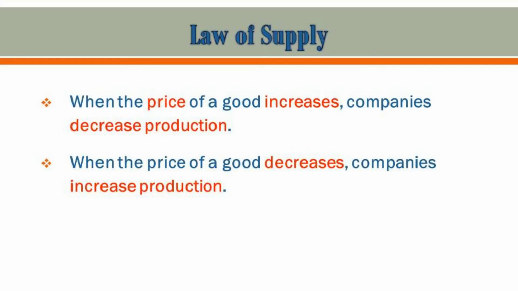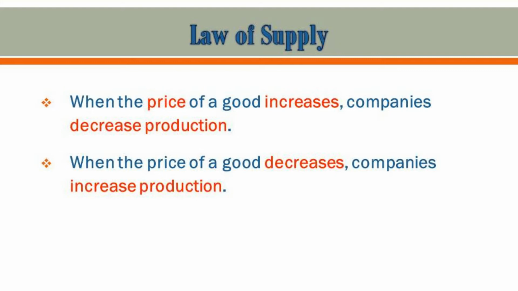The second law, the law of supply, is based on the cost of production of goods. Companies will want to earn the maximum profit. Hence, the law of supply is the opposite of the law of demand. It states that if the price of a good increases, everything else being equal, companies will see that they can increase their profits and they will want to supply more of that good.